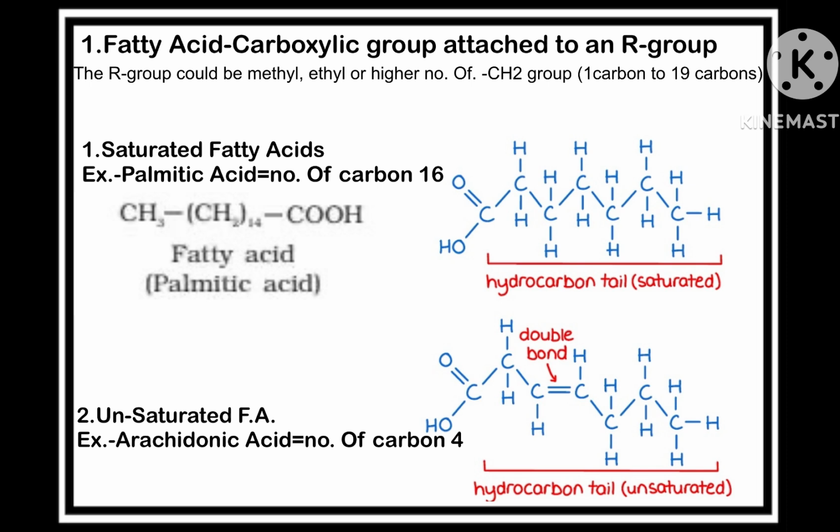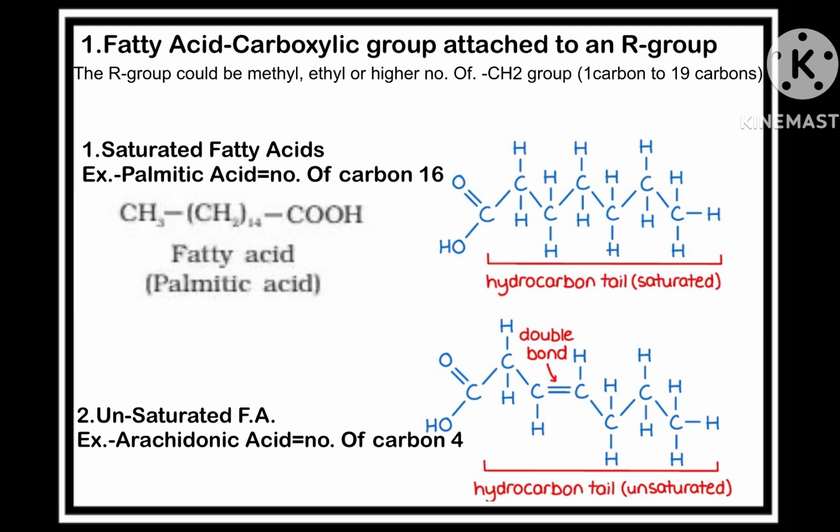So, first is fatty acid. Fatty acids have a carboxylic group attached to an R group, where the R group could be methyl, ethyl, or a higher number of CH2 groups, like 1 to 19 carbons. Now we have two different types of fatty acid. The first one is saturated fatty acid and the other one is unsaturated fatty acid. In saturated fatty acids, there are only single bonds and no double bonds, but unsaturated fatty acids have one or more double bonds in them.